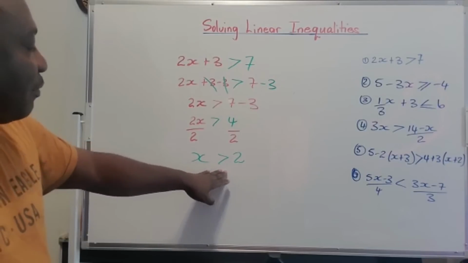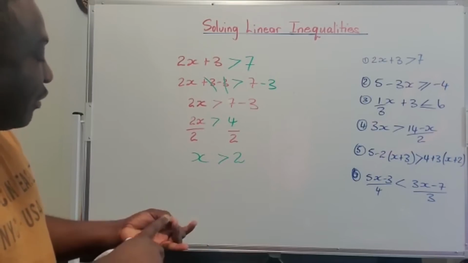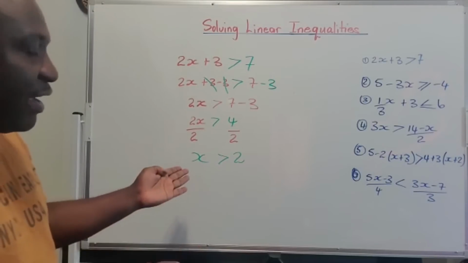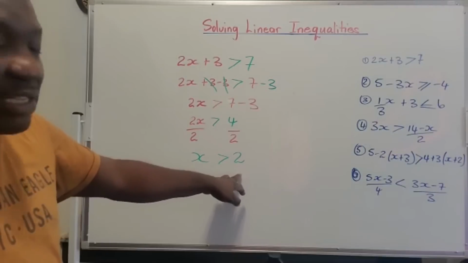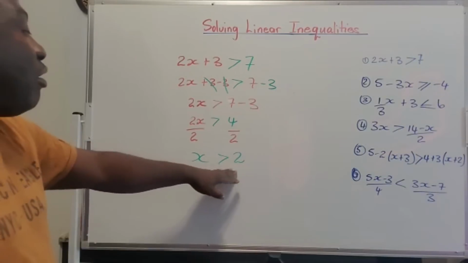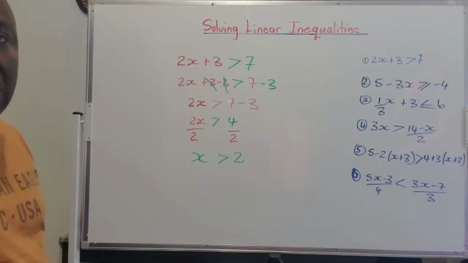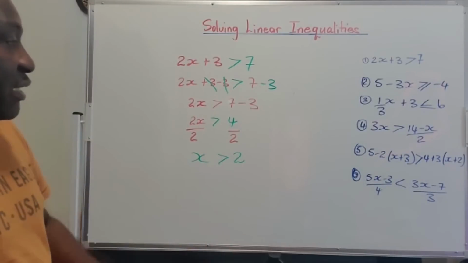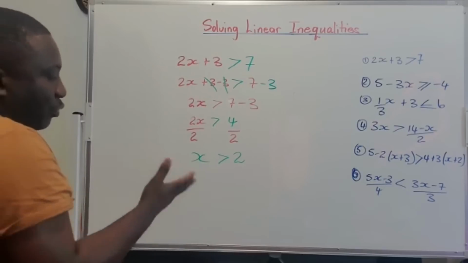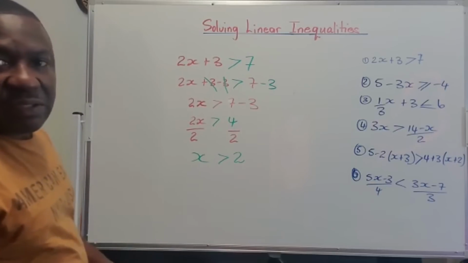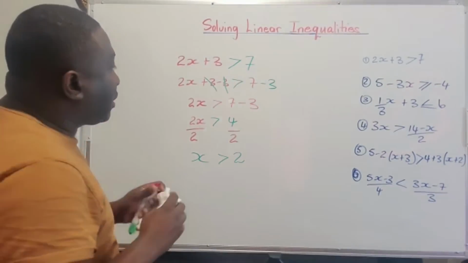So if I was to subject this to a number line, we could be looking at 2, 3, 4, 5, 6, 7. Remember now, it says greater than 2, which tells us that 2 is not inclusive. So we are looking at all values that are greater than 2 for x. So that is our first problem. As I said, I'm moving from simple to a little more complex. You can always pause the video and work at your own pace.